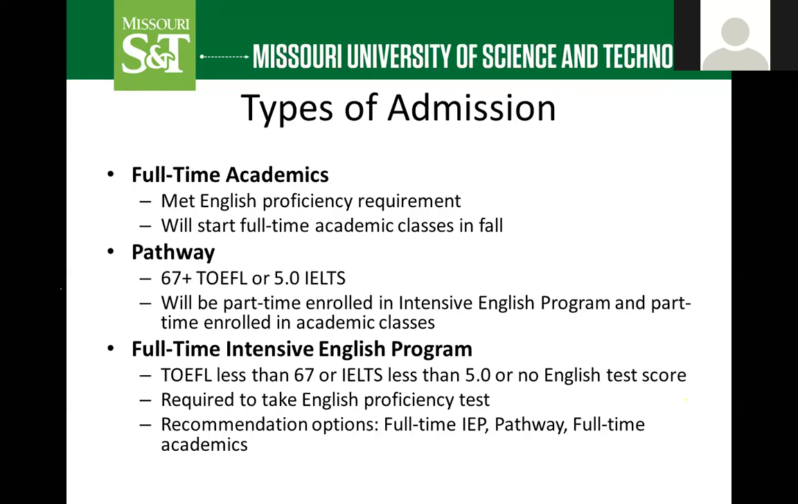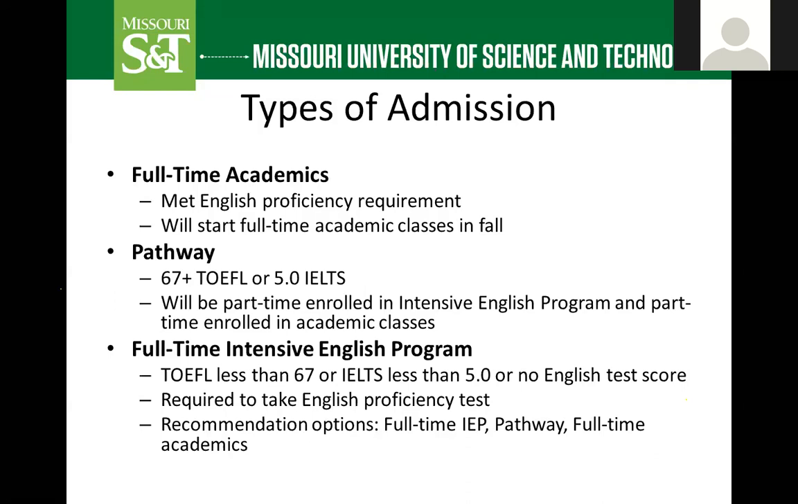If you have been admitted to the Pathway program, that means that you have a TOEFL score of 67 or higher and an IELTS score of 5.0 or higher, but you still have not met the minimum requirement for either our university or your particular academic department. The Pathway program means that you will be part-time enrolled in the Intensive English Program and part-time enrolled in academic classes. So you're going to take a combination of English language classes in addition to some academic classes on campus that will count towards your degree. And then the final option is full-time Intensive English Program.